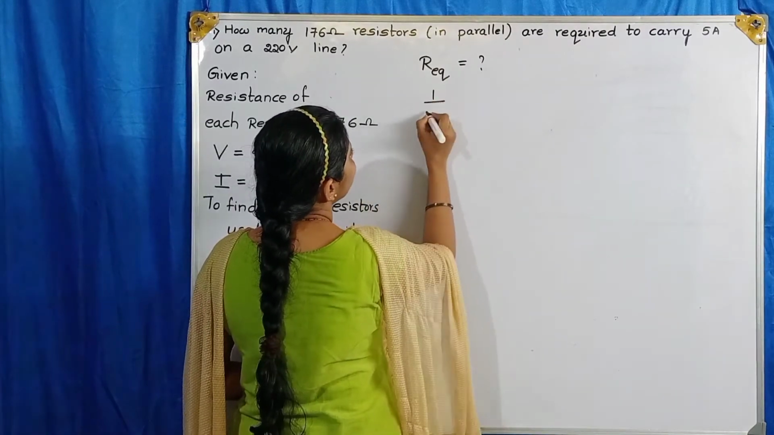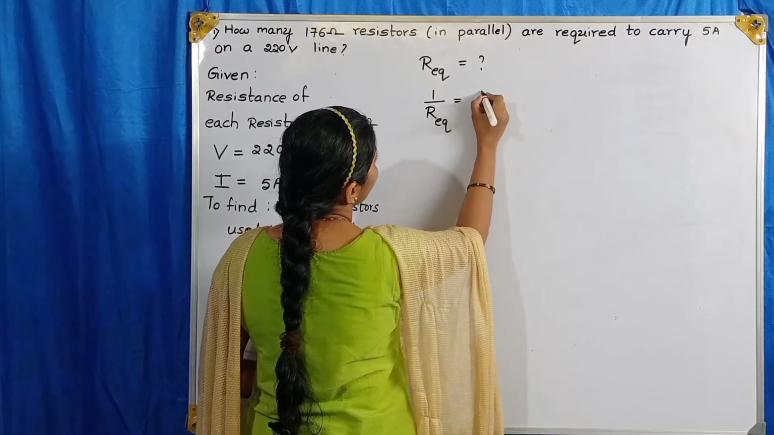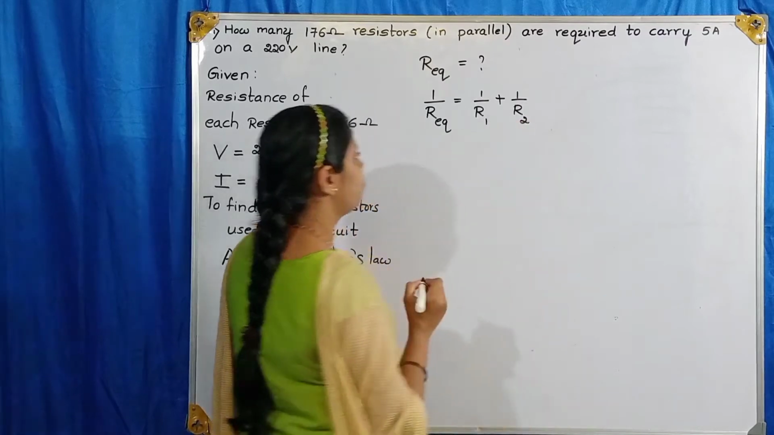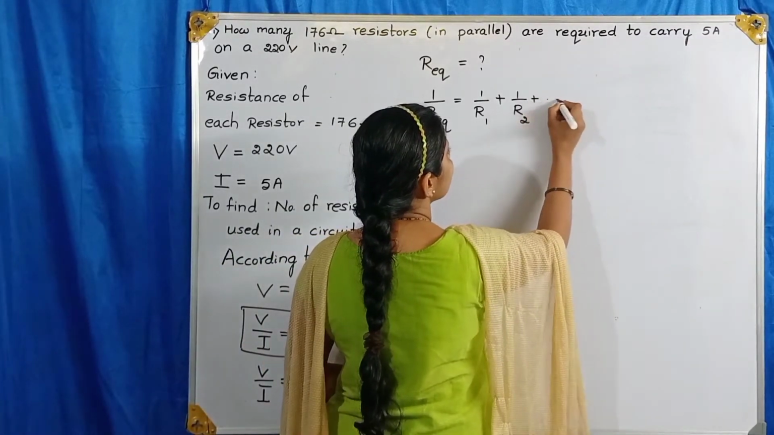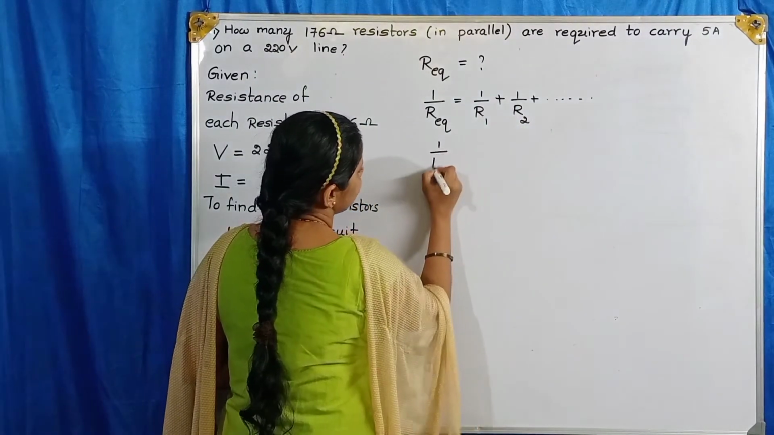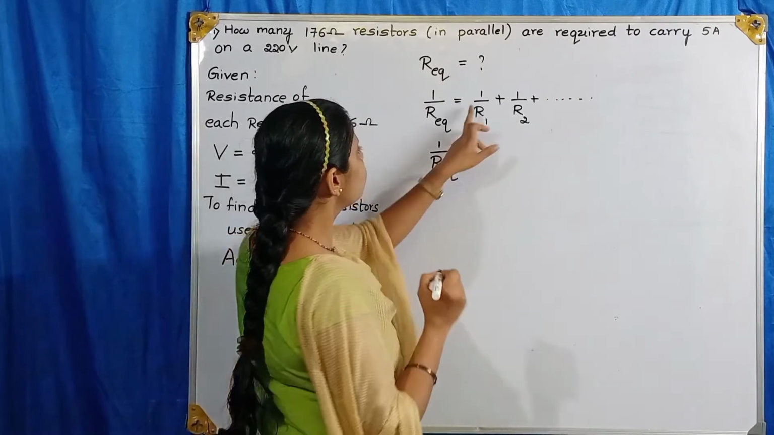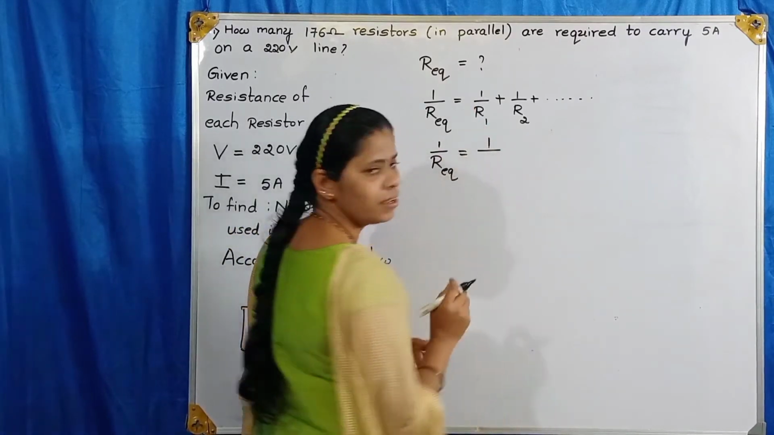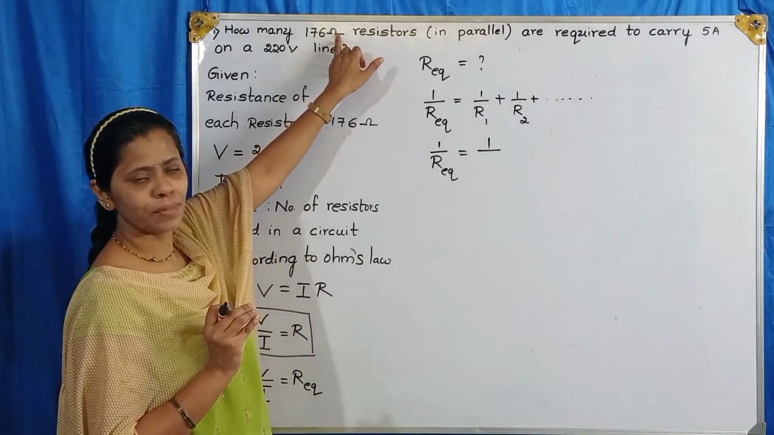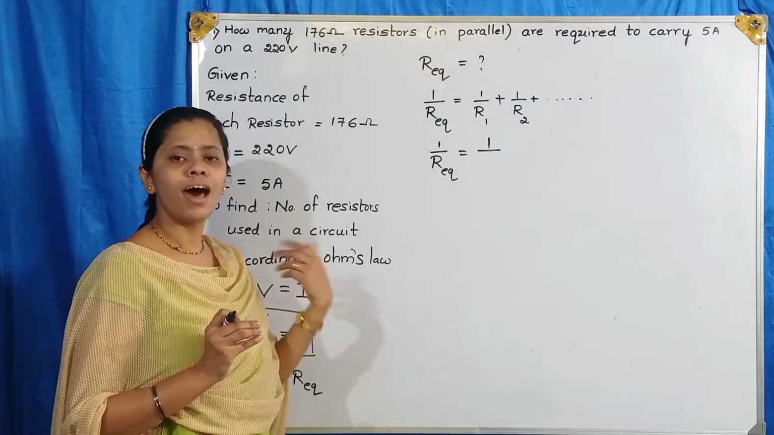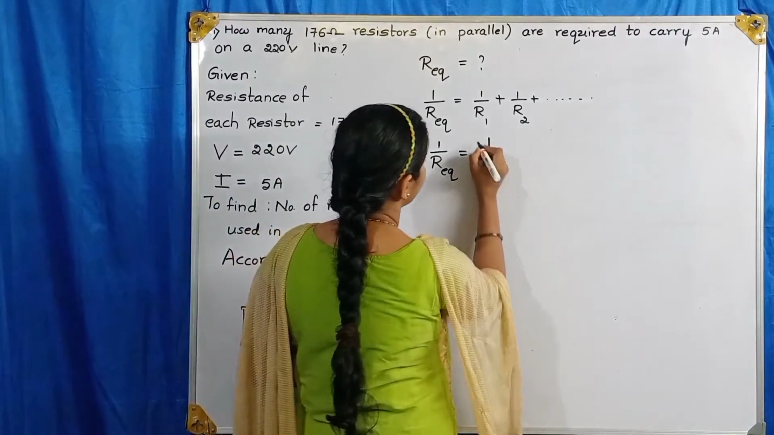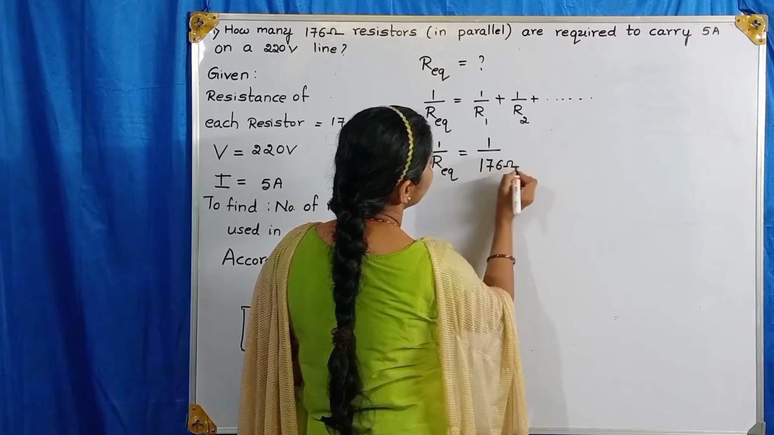We know that 1 by R equivalent is equal to 1 by R1 plus 1 by R2 and so on. How many resistors are given? We have to see. But here 1 by R equivalent is equal to 1 by R1. What is the value of R1? They have given the resistance of each resistor is 176 ohm. Therefore, R1 is also 176, R2 is also 176, but we don't know the number of resistors used, so it is n times 1 by 176 ohm.